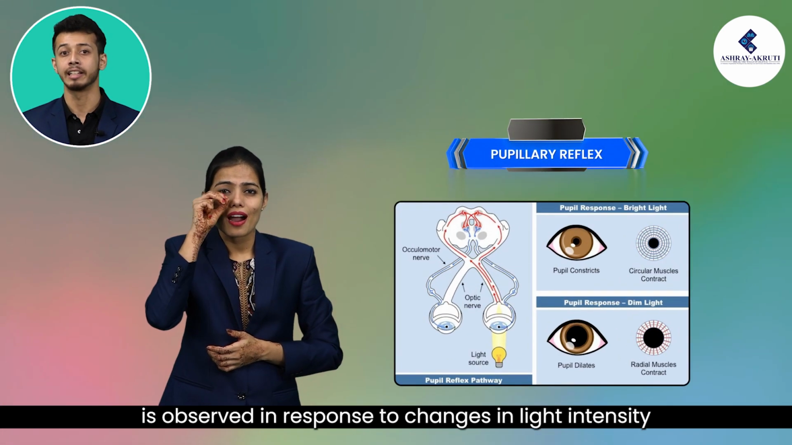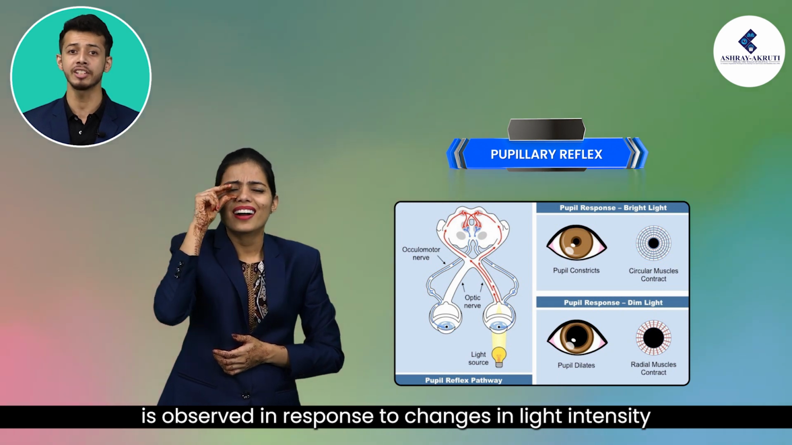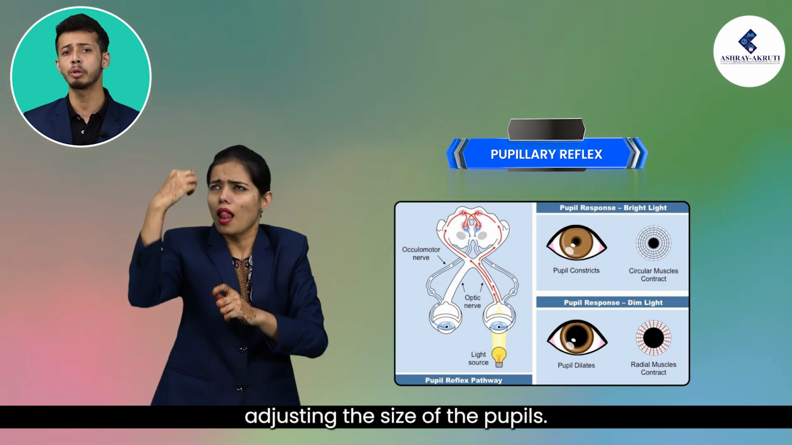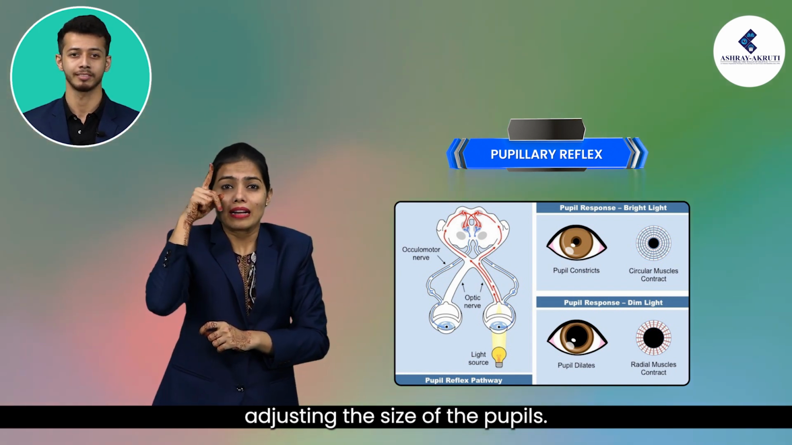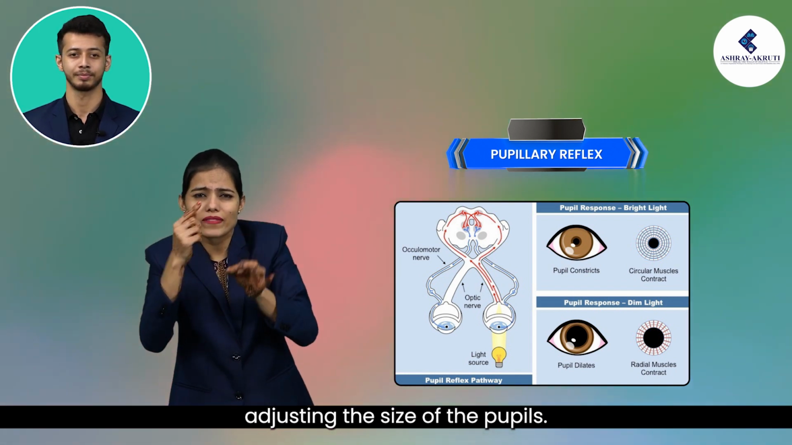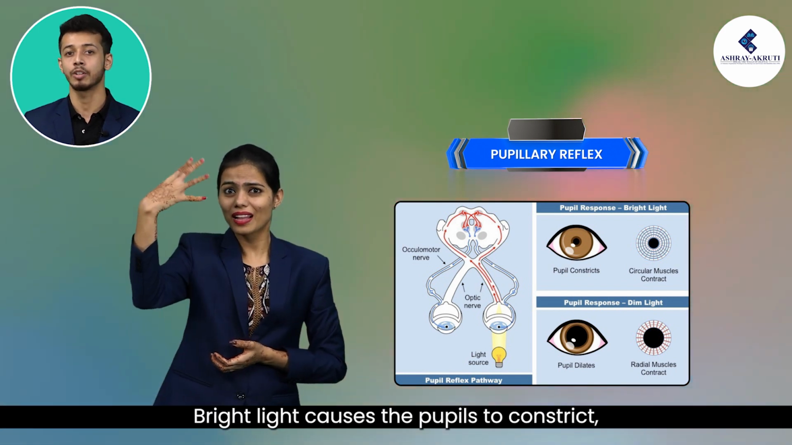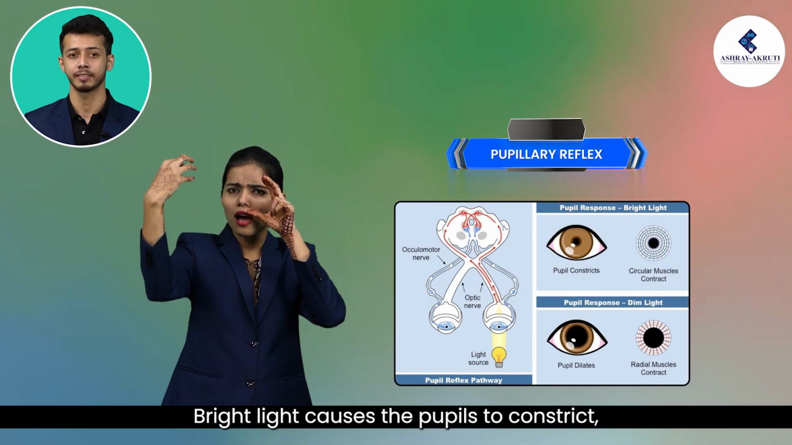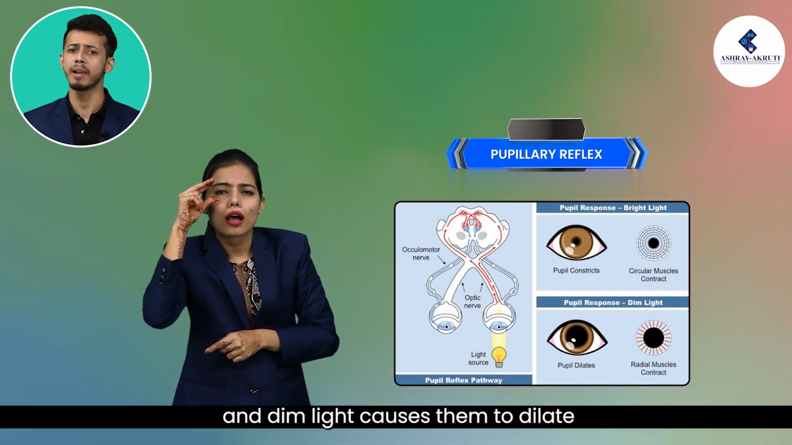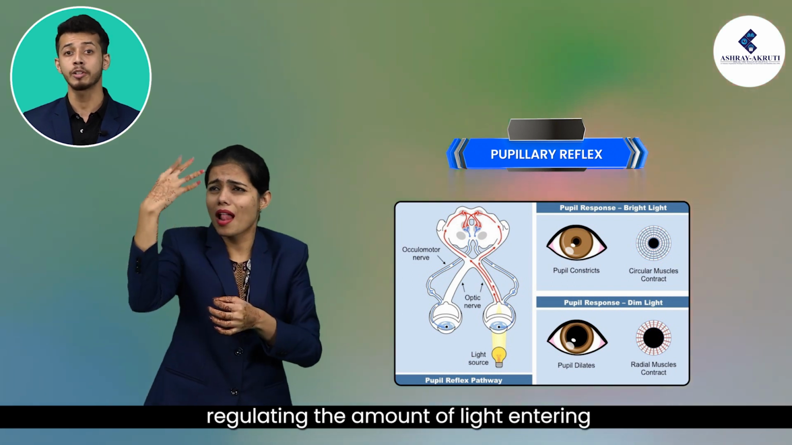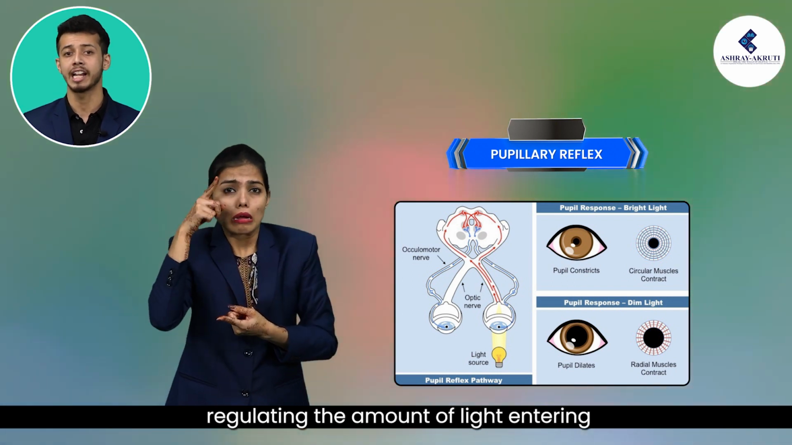Pupillary reflex is observed in response to changes in the light intensity, adjusting the size of the pupils. Bright light causes the pupils to constrict, and dim light causes them to dilate, regulating the amount of light entering the eye.